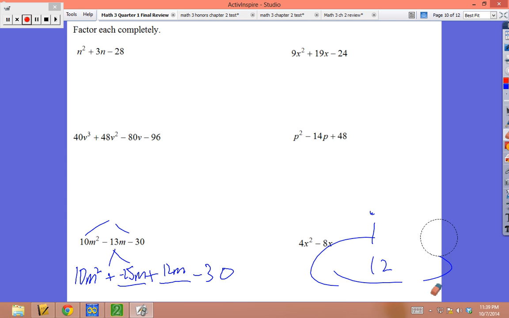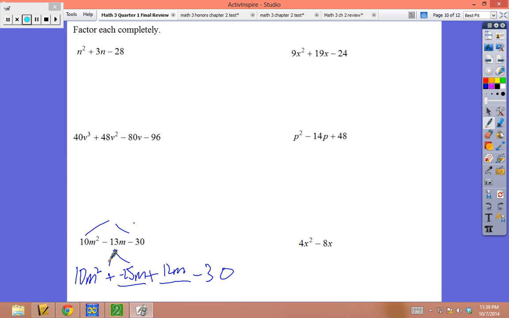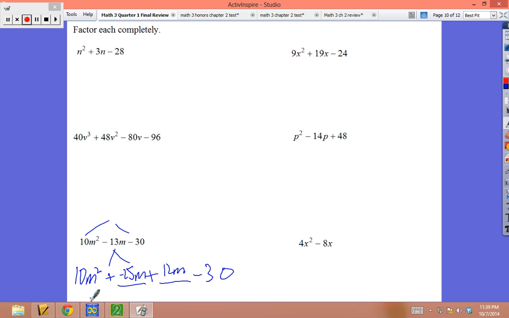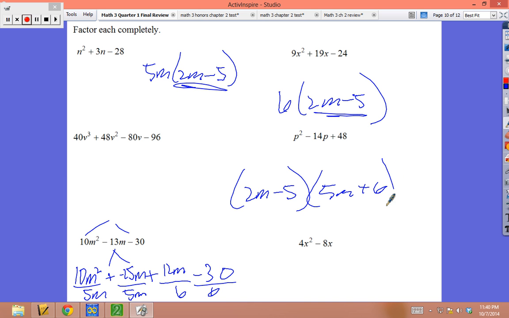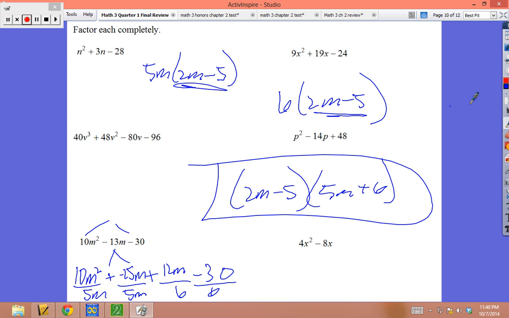If I group the first two, what's common to 10m squared and 25? I'm going to divide them both by 5m. So it's going to be 5m times 2m minus 5. My next group, 12 and 30, divide them both by 6. So that's going to be 6 times 2m minus 5. There we go, they matched up, so we did it right. 2m minus 5 in one group, 5m plus 6 in the other group. They got nothing in common. They're both prime, so that is it.